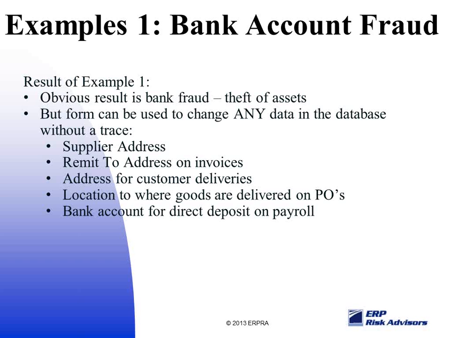The other elements that are really critical from a high-risk fraud perspective are supplier address, and supplier name if you're paying by check; remit-to addresses on AR invoices, where customers are going to send their checks for payment; addresses for customer deliveries, so if you're a goods-related company and you're shipping goods to customers, where those goods are delivered; location of where goods are delivered on purchase orders, so incoming shipments could be redirected to a fictitious location; and the last one, bank account for direct deposits on payroll. Those are some of the higher risk areas that you as auditors would probably understand are pretty critical from a fraud perspective.